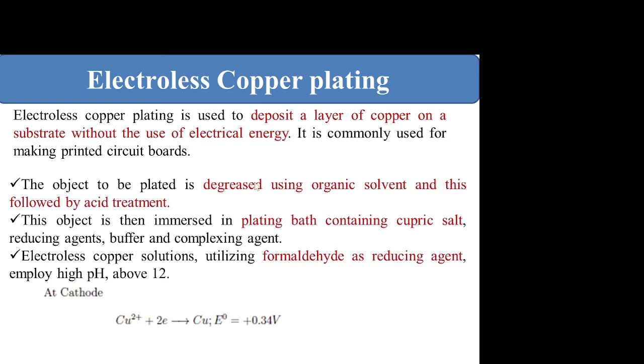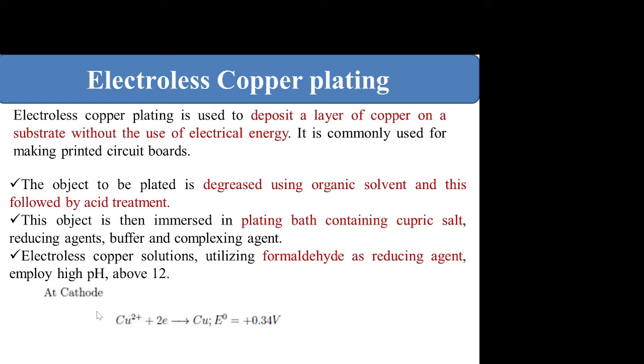Then the object to be plated is degreased first using organic solvents, followed by acid treatment. Then this object is immersed in a plating bath containing cupric salt, reducing agent, buffer and complexing agent. Electroless copper plating solution utilizes formaldehyde as a reducing agent and employs a high pH of about 12 using sodium hydroxide.